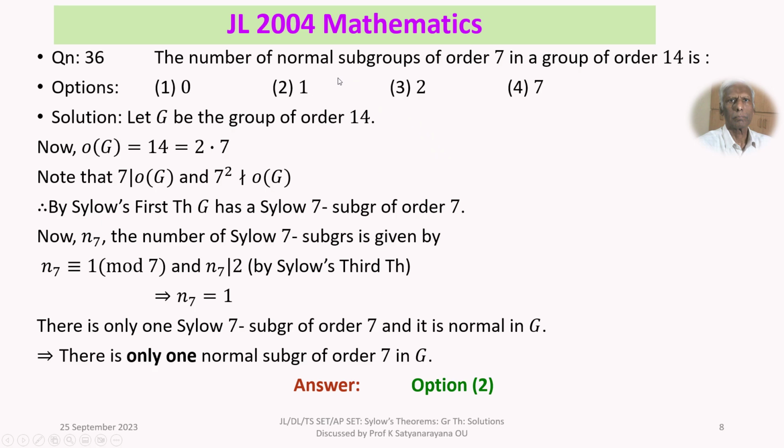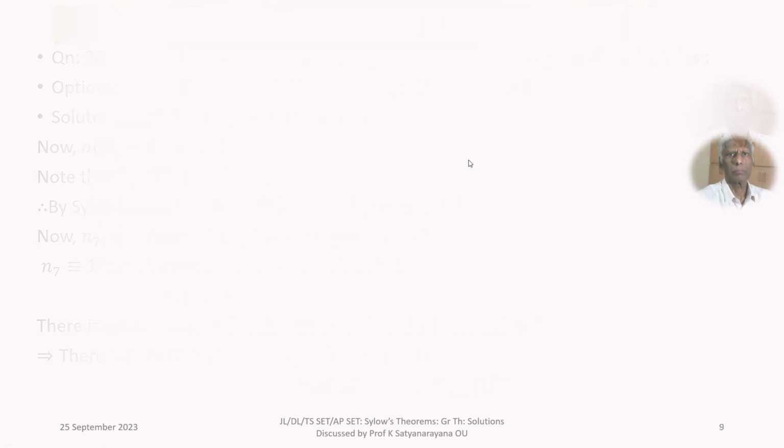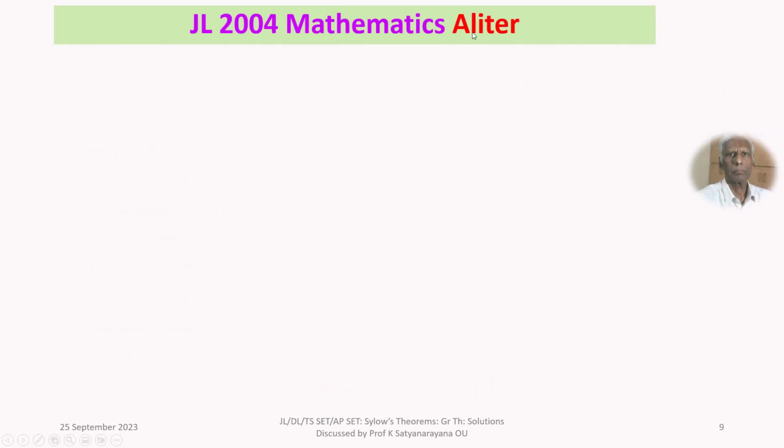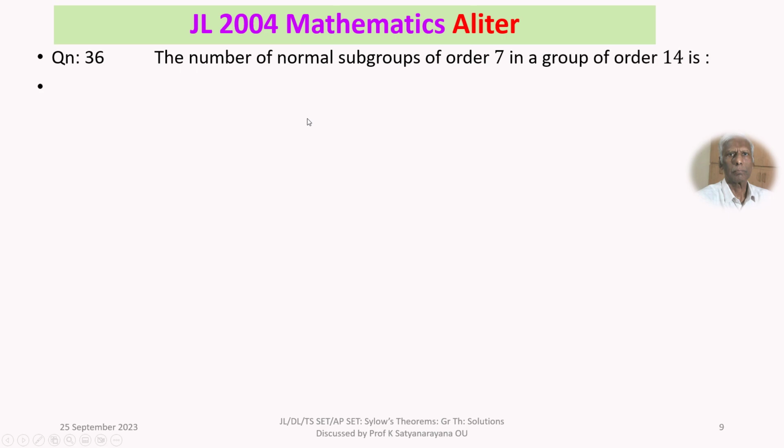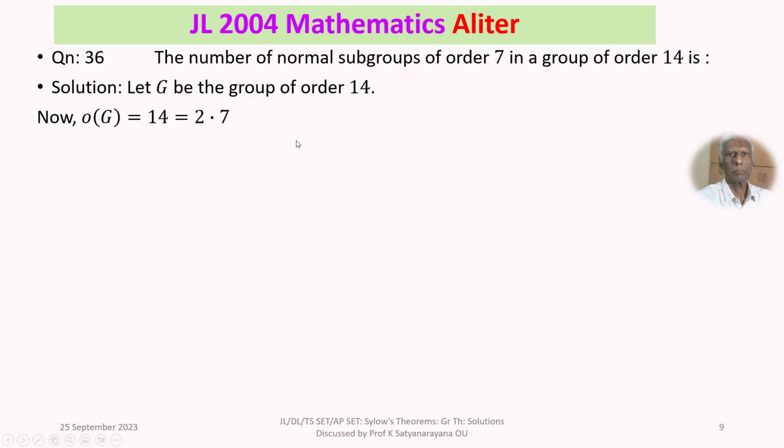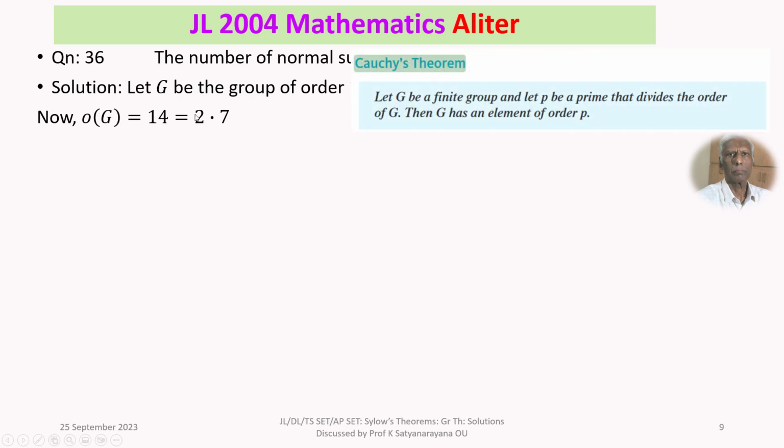So that's the question that came in the JL 2004 examination, and I think I have an alternate solution for this. Alternate means alternate solution. So let's see. The options are not given here. Solution: let G be a group of order 14. Write the prime factorization 2 into 7, and now recall Cauchy's theorem.